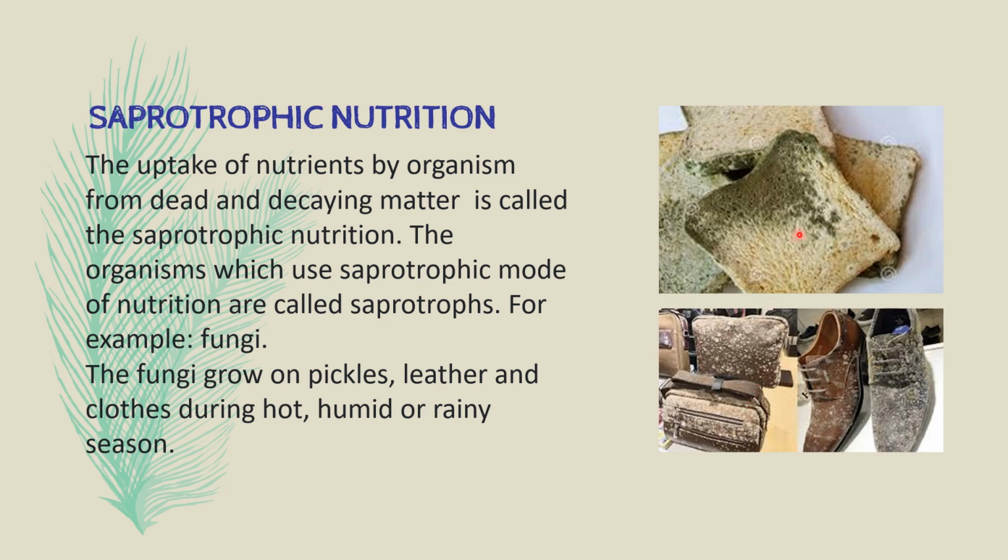And what about this bread? Okay, we can keep it in the refrigerator. So by keeping it in the refrigerator, we can protect this kind of food from fungal attack. Okay, so this kind of nutrition is called saprotrophic nutrition. Very important. So here these organisms take food from dead and decaying matter. That kind of organisms are called saprotrophs, and the nutrition is called saprotrophic nutrition.